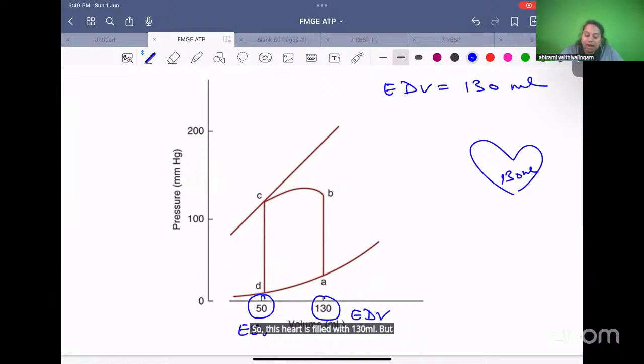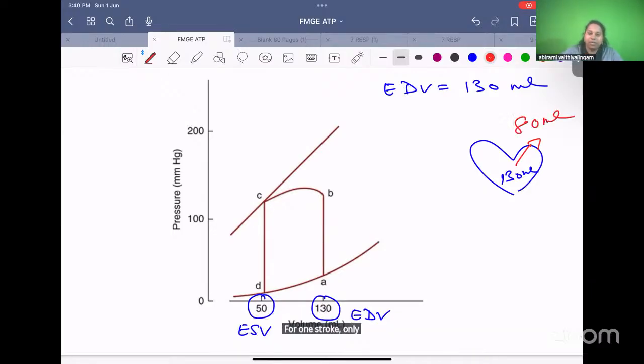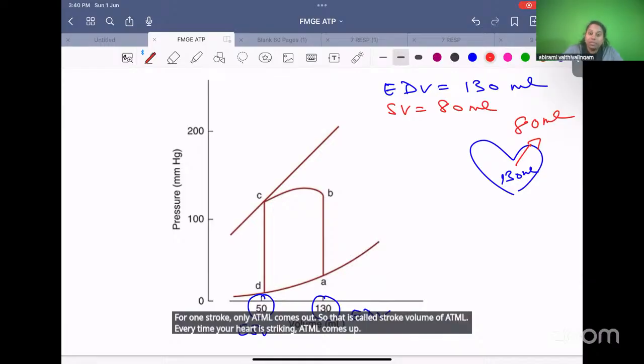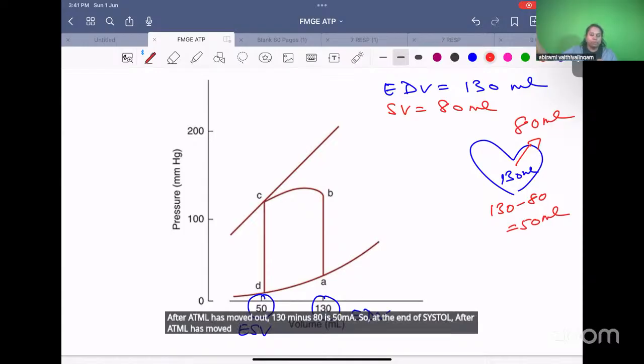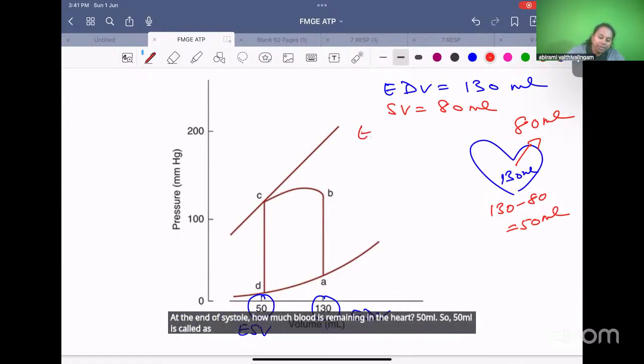But nobody's heart will be able to push out all the 130 ml. Every time your heart is striking, for one stroke, only 80 ml comes out. So that is called stroke volume of 80 ml. After 80 ml has moved out, 130 minus 80 is 50 ml. So at the end of systole, how much blood is remaining in the heart? 50 ml. So 50 ml is called end systolic volume.